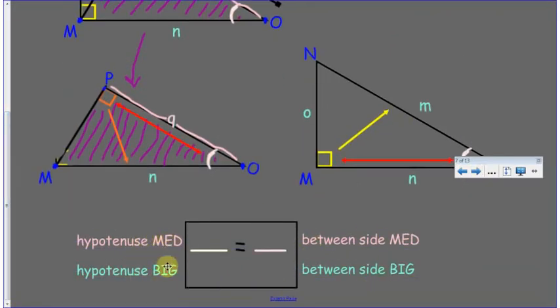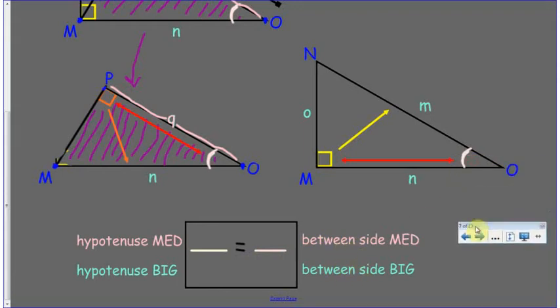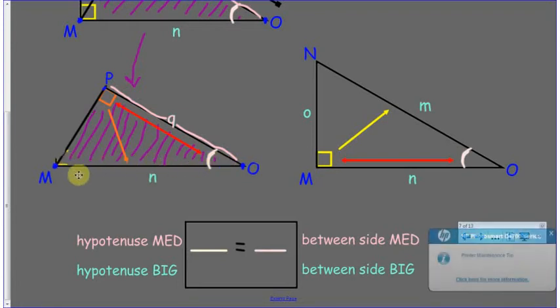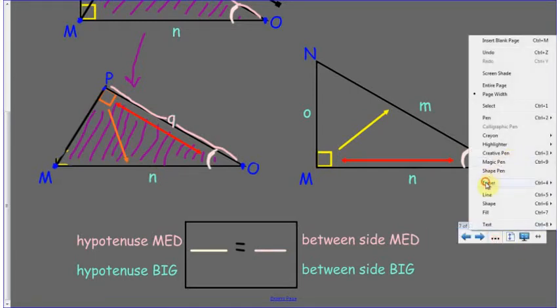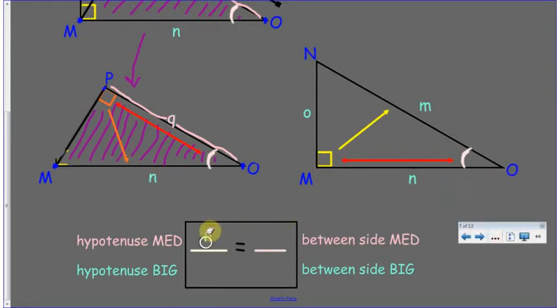So we're going to look at the corresponding sides of the medium triangle and the big triangle, and we're going to set it equal to the other pair of corresponding sides. The first sides that correspond are the hypotenuses, which of course, if you look at the right angle, the hypotenuse is the side across from it. It's just another fancy name for the side across from the right angle. So in the medium triangle, the hypotenuse is side N. And let me get that showing for you. The hypotenuse in the medium triangle is side N. In the big triangle, the hypotenuse is across from the right angle, which is here, so it's side M.